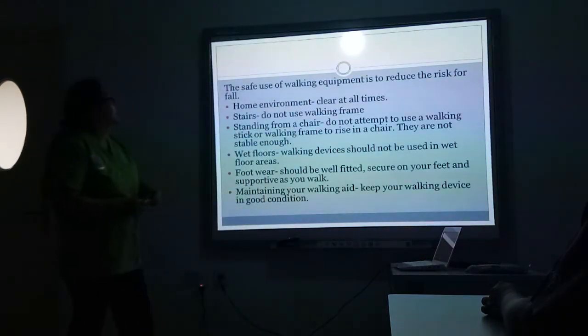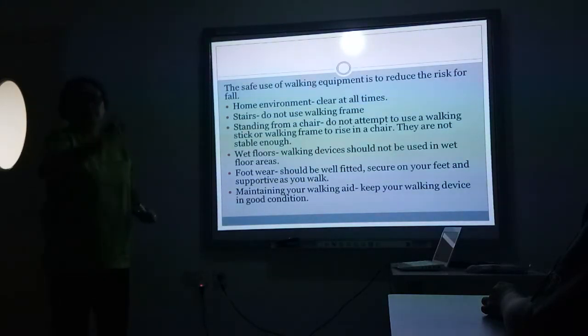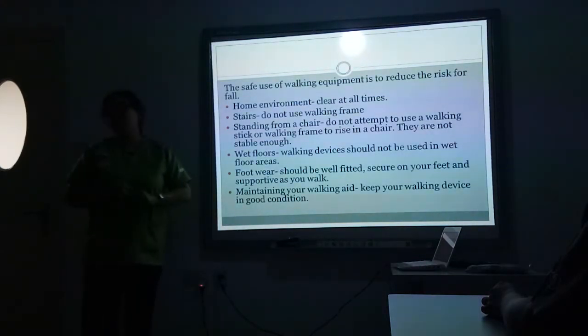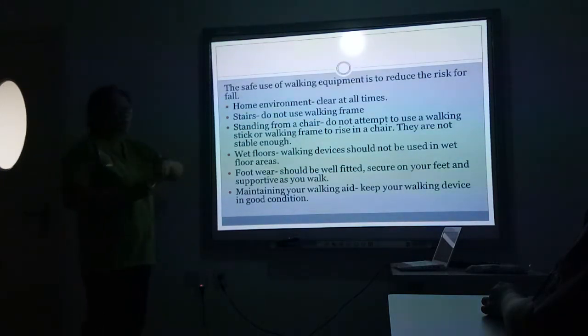Okay. Next, the safe use of walking equipment to reduce the risk of fall. Number one complication, okay, is fall. Matutumba ka using your what? Walking devices. Home environment. Inside the home, everything should be clear. Okay? Yung dinadaanan, dapat clear. Walang toys na nakakalat. Okay, to avoid fall.